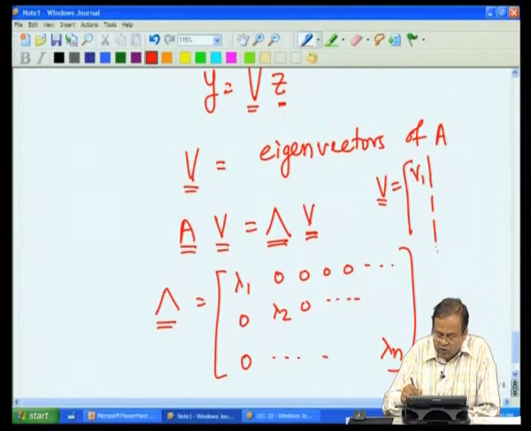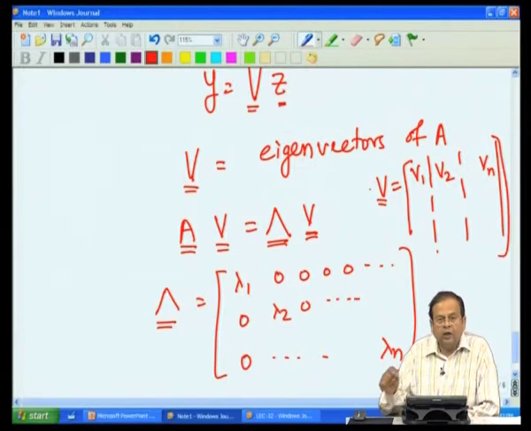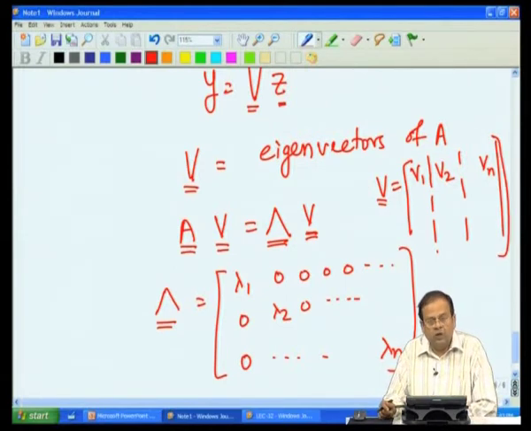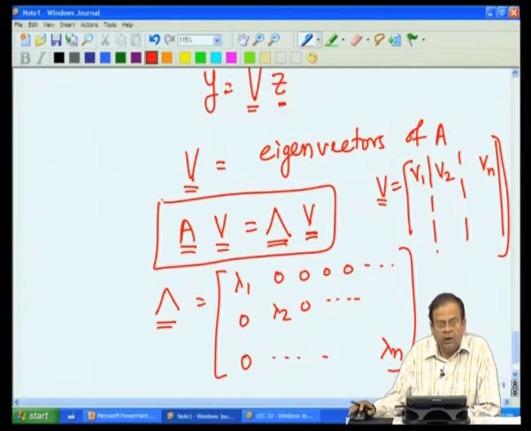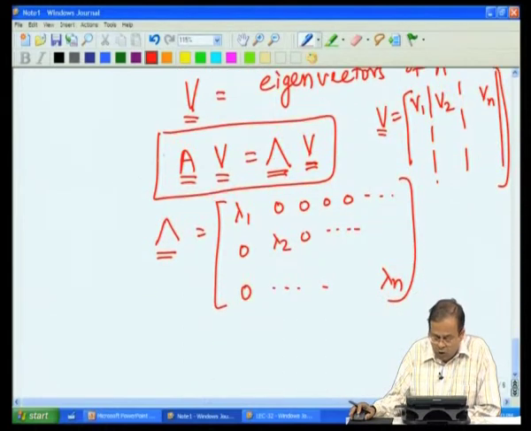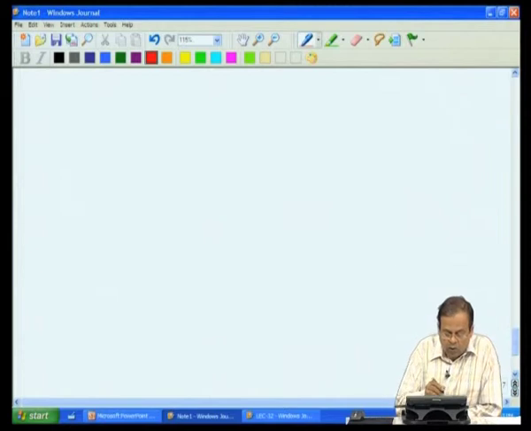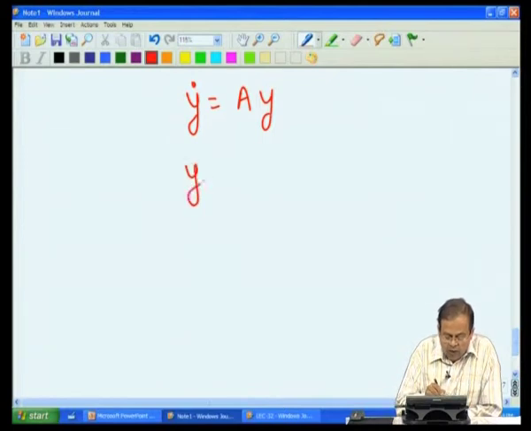So, a matrix consisting of V1, V2, and so on, these are my eigenvectors; this makes my eigenvector matrix V, and we know this from the definition of eigenvalue. Okay. So, if we now look at our y dot equal to A y and define y equal to V into Z, then what do we get?